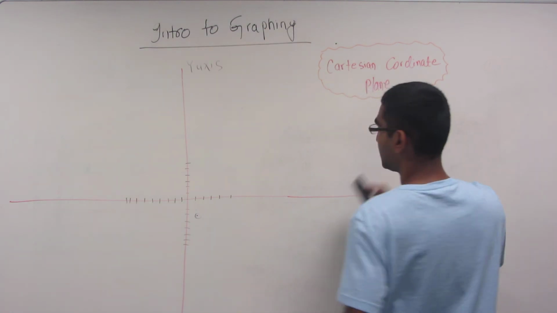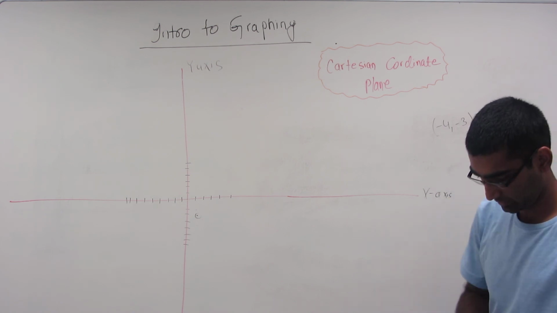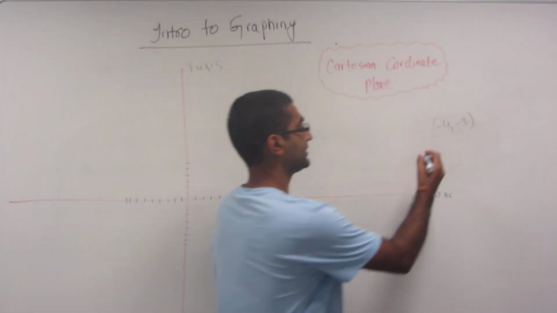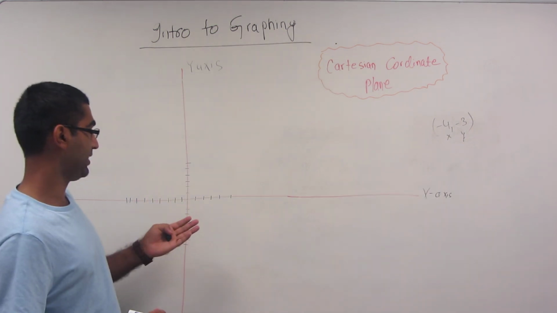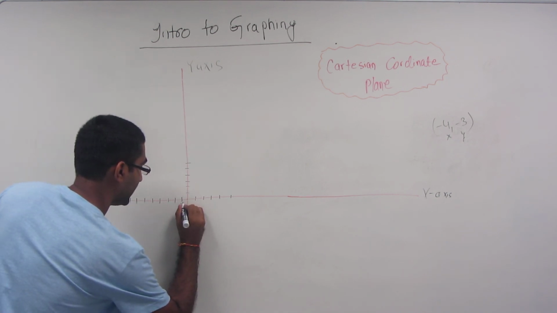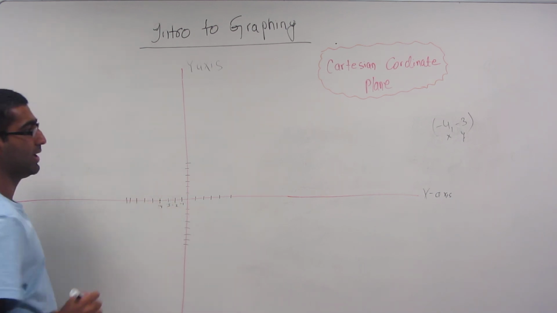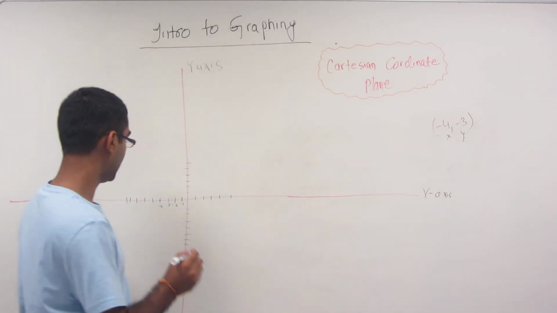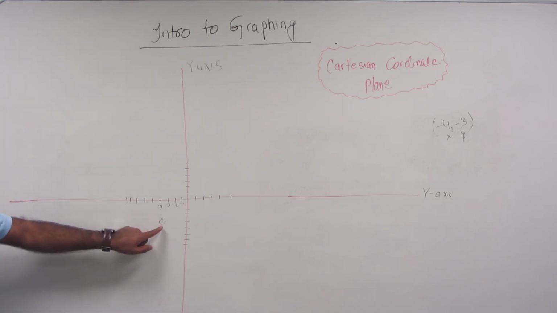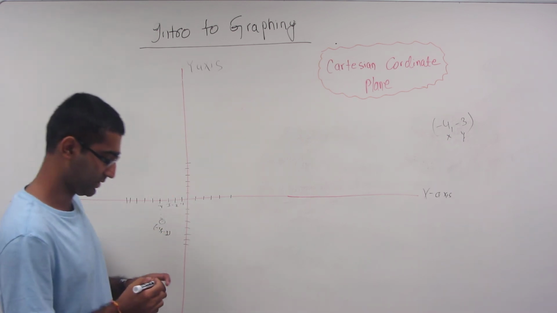Now let's see one last one here. We're going to do negative 4, negative 3. Alright, so let's see how we do this. Again, this is x and y. Negative 4 would be 4 units to the left of the origin, because x is negative there. So it's -1, -2, -3, -4, and y again is negative, so it should go below the origin. 1, 2, and 3, and that's how we graph that point, -4, -3. That's how you do it.